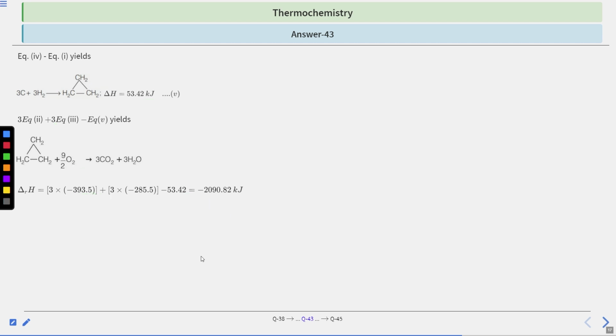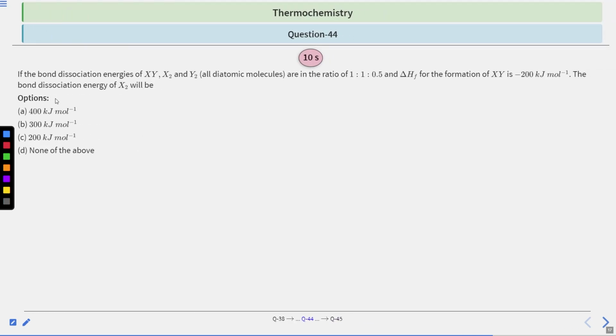Okay, so let's move to the next question, question number 44. If the bond dissociation energies of XY, X2 and Y2, all diatomic molecules, are in the ratio 1 is to 1 is to 0.5, and the enthalpy of formation of XY is given as minus 200 kilojoule per mole, the bond dissociation energy of X2 will be? Options are 400 kilojoule per mole, 300 kilojoule per mole, 200 kilojoule per mole, or none of the above. So you have 10 seconds to solve this question. After that, we will see the answer.